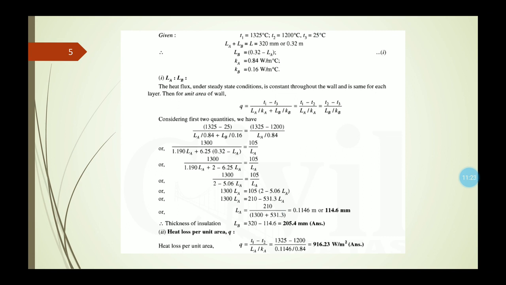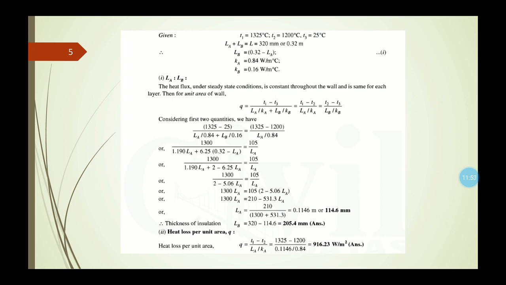and as the total thickness of the fire brick and insulation is given as 320 millimeter, if we subtract the thickness of the fire brick from the total thickness, then we will get the thickness of the insulation as 205.4 millimeter. So using this formula we can calculate the thickness of the fire brick and the insulation separately.